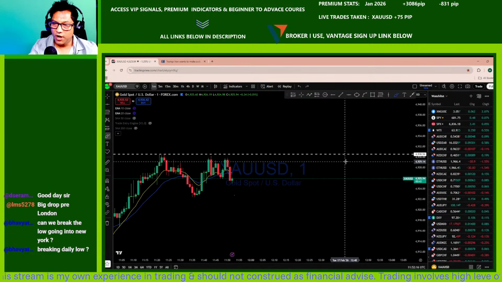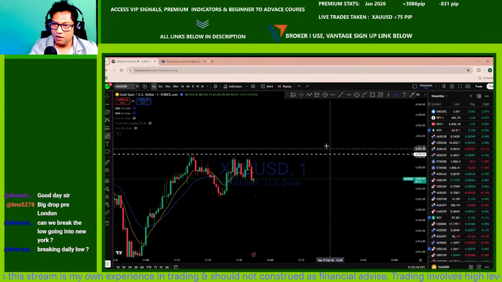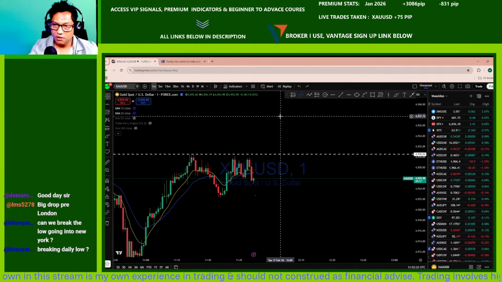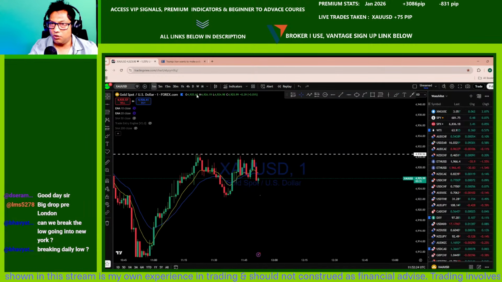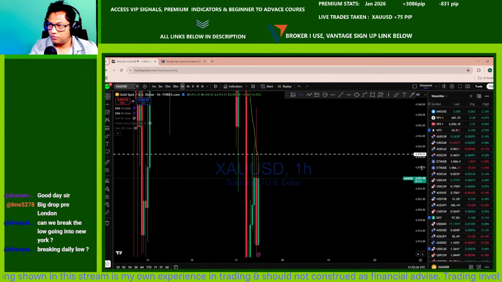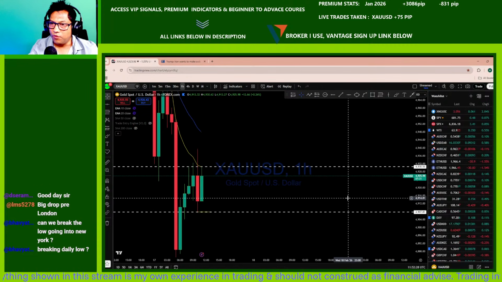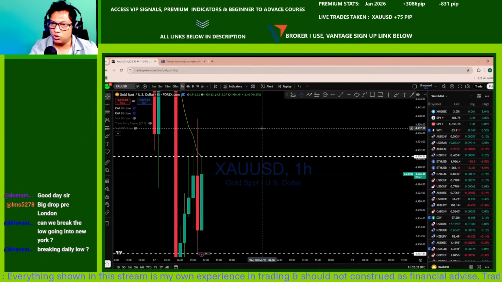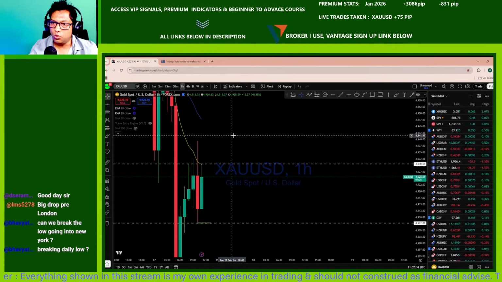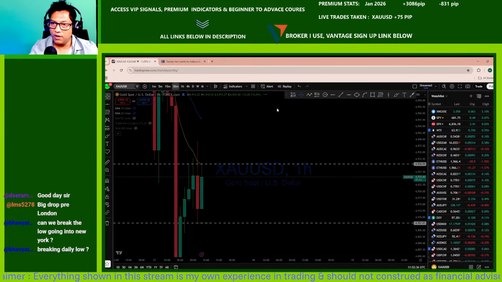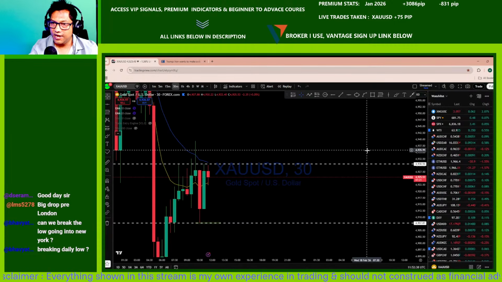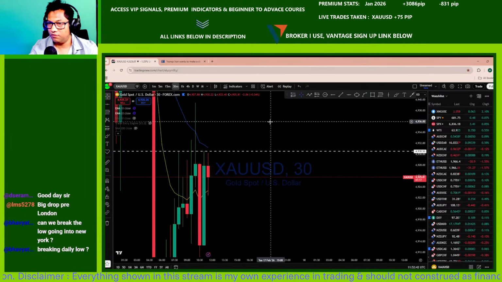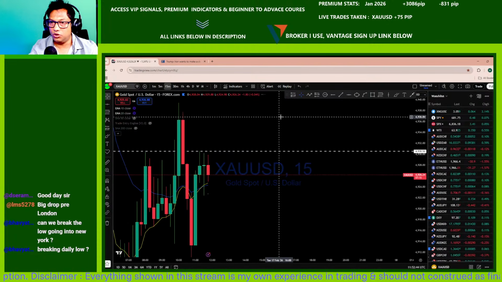So this is what we will be looking at, especially when there is a higher liquidity sweep. And if you look at the 1 hour candle closing now, that 1 hour candle close is important because with this 1 hour candle close, we'll be able to see how the market might react to that level.